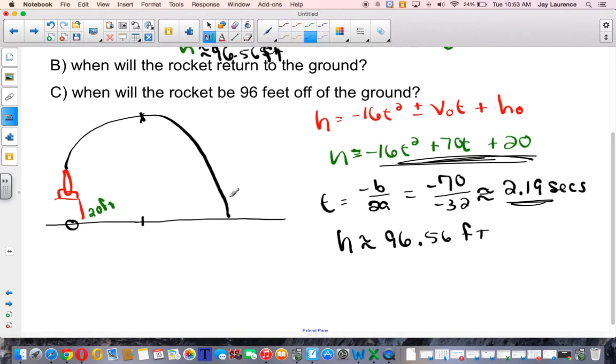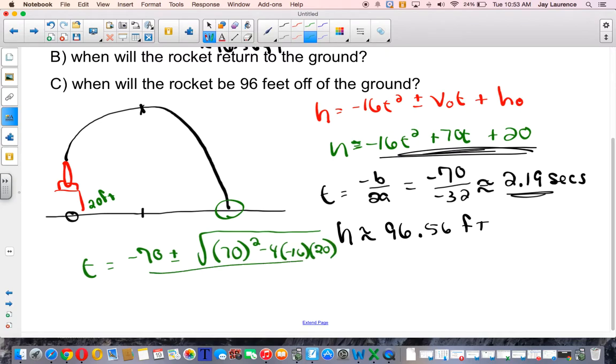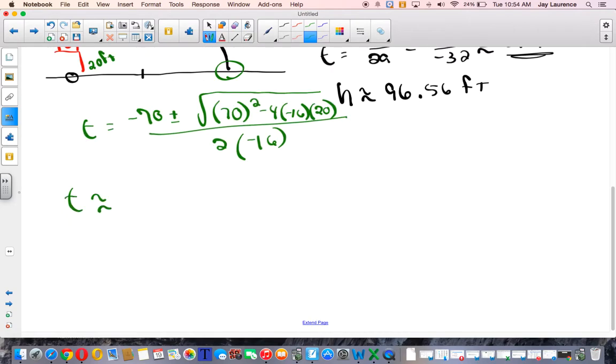Okay, now when will the rocket get to the ground? Well, that is going to be a quadratic formula problem, because I'm trying to find one of the zeros. So I'm going to go T equals the negative of B plus or minus the square root of B squared minus 4AC, whole thing is over 2A, which is 2 times negative 16. Sorry about that. So erase that, put that quantity back in there, that parenthesis. And so I'm going to have T approximately equal to, because it's not going to come out pretty, plus or minus.